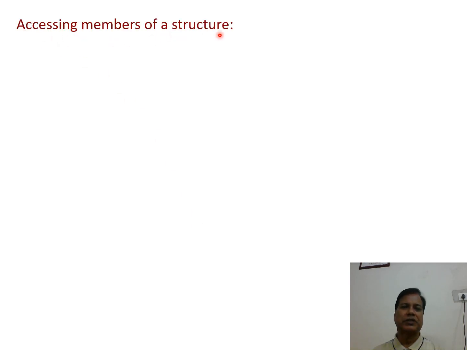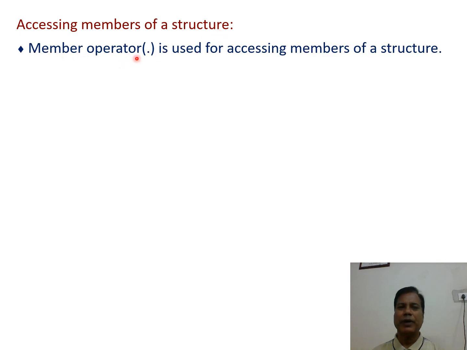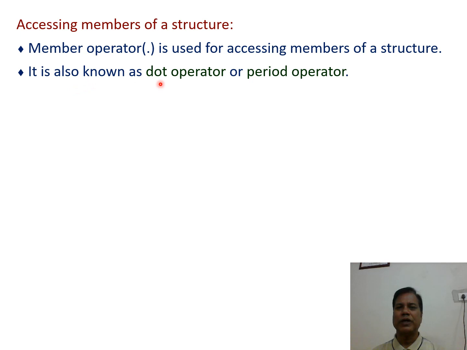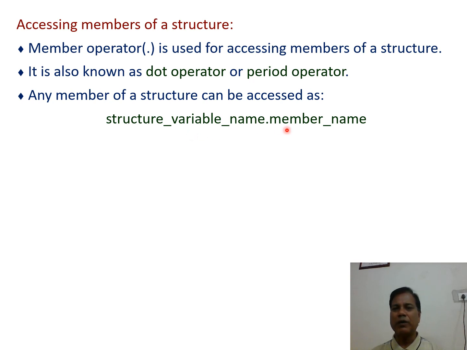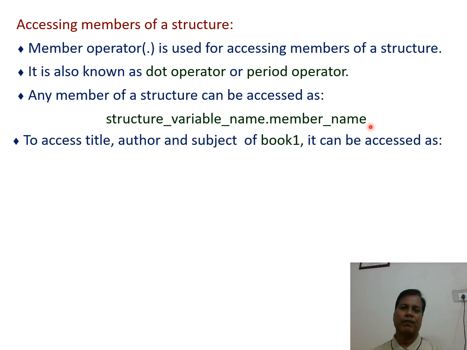Accessing members of a structure. The member operator dot is used for accessing a member of a structure. It is also known as the dot operator or period operator. Any member of a structure can be accessed as structure variable name dot member name. So using this we can access any member of the structure.